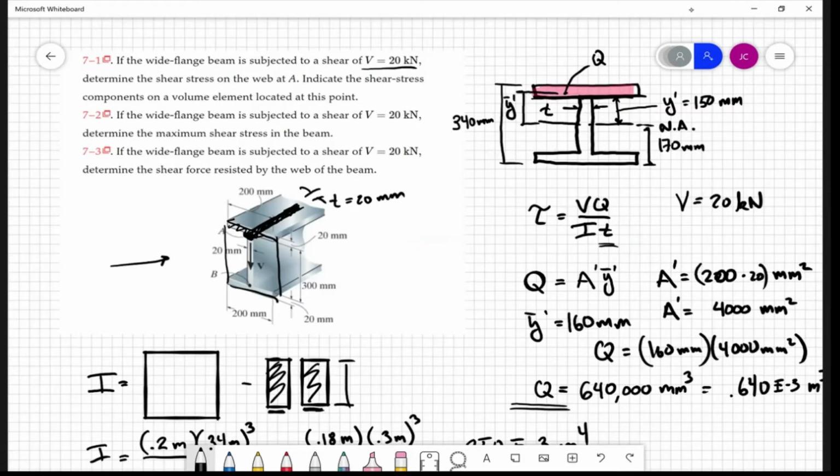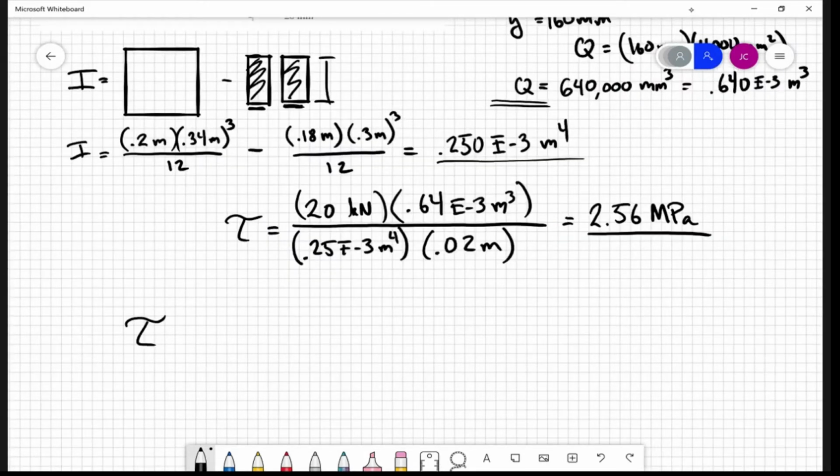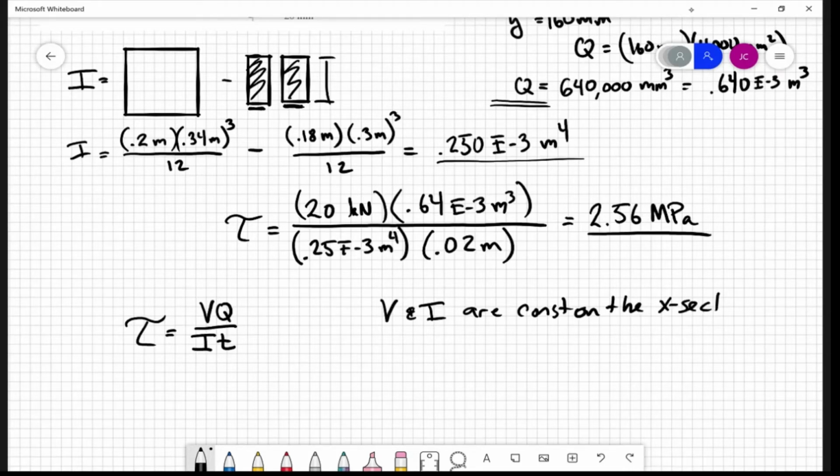All right. So now, same beam. Here's the question. Find the maximum shear stress. So they don't tell us the plane. So we have to figure out what plane we are going to find the maximum shear stress. So if tau, the shear stress, is equal to VQ over IT, and we know that V and I are constant on the cross section, where do you think you're going to find the maximum shear stress?